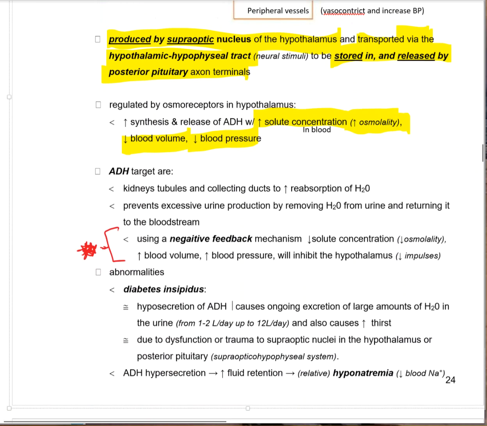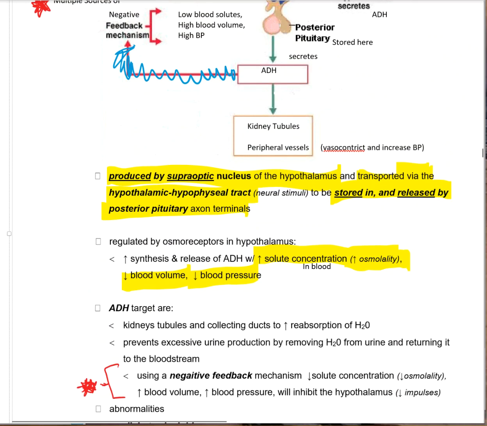Okay? Now, ADH targets two places. It only lists this one, but there are two, and I put both of them up above here. So the kidney tubules and the collecting ducts, I guess we could put them both in. And that increases water reabsorption, right? We talked a little bit about that last term. We're going to talk about it more when we get to the kidney this term. So if we act on the kidney tubules and collecting ducts, we can actually make them more permeable to water, and water will return back to the blood.